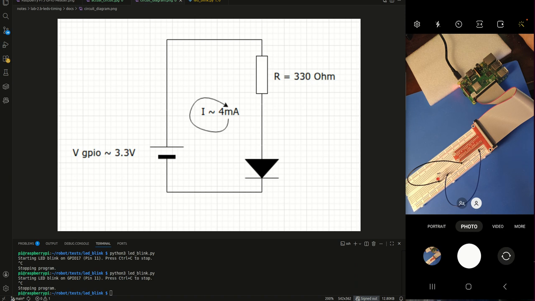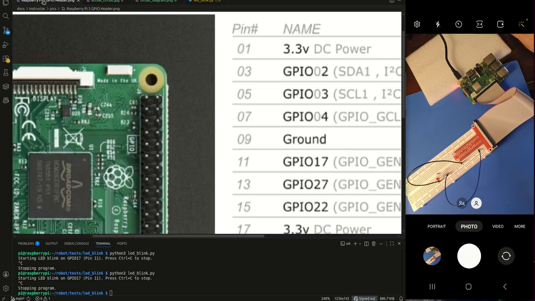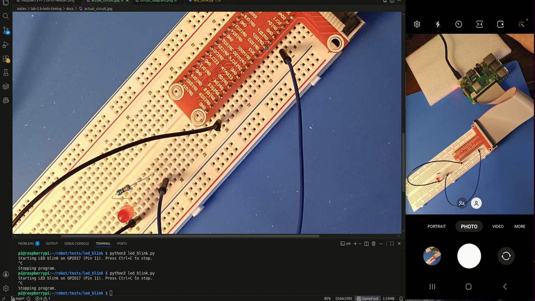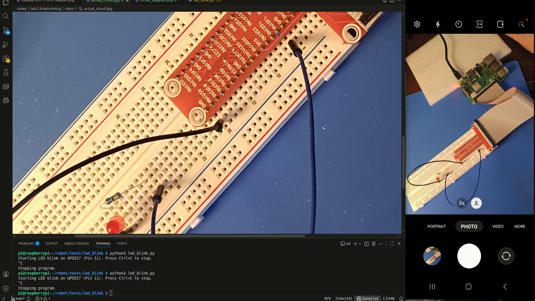When the LED is on, the system applies about 3.3 volts on an output pin. So this is the output pin. In our case, it is pin number 11, GPIO 70. You can see here.